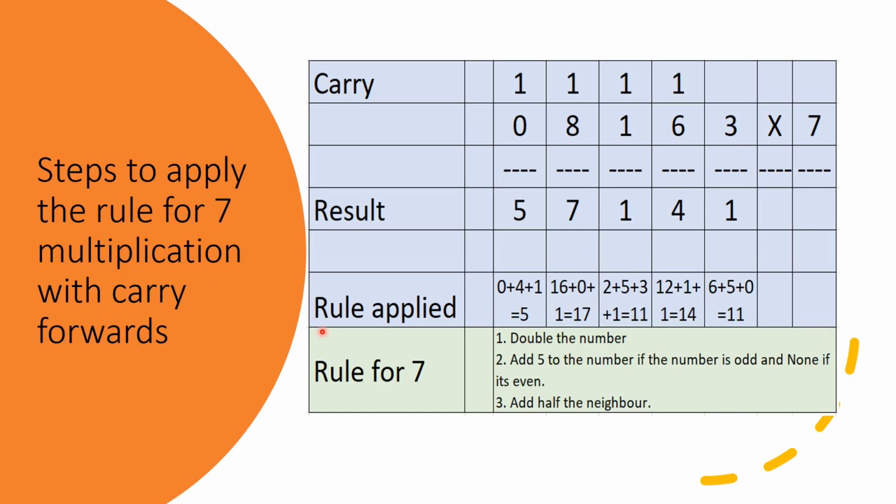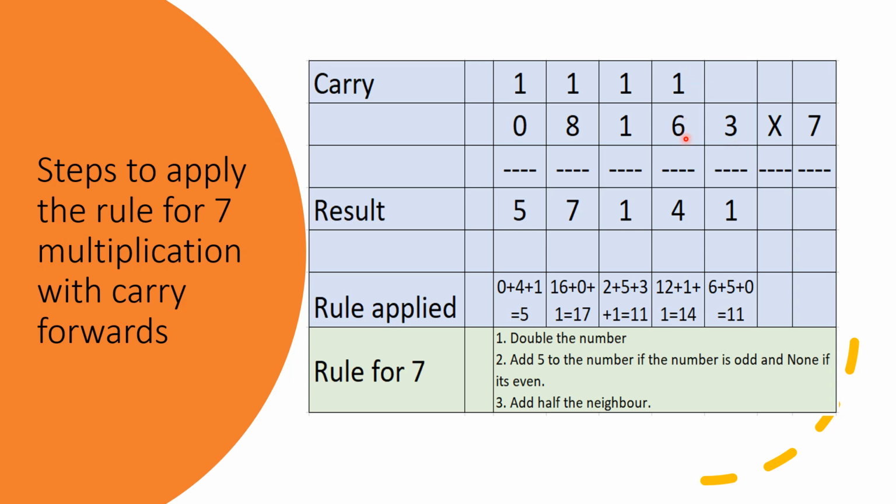Here is another example with carry forwards. So let's start with the digit 3 from the rightmost number. So here 3 into 2 is 6. First double the number plus 5. Since 3 is an odd number, we'll have to add 5 and plus neighbor. There is no neighbor, so we'll add 0. So the answer is 11. We'll keep the result 1 and carry forward 1 to the next digit.